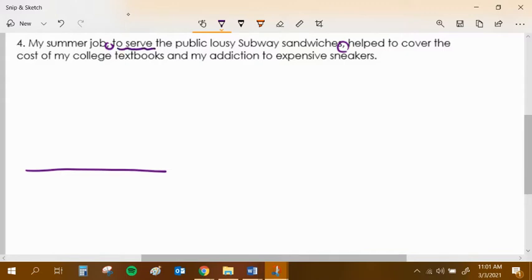And here it is: to serve the public lousy Subway sandwiches is really renaming my summer job. And then a little later, it looks like I have another infinitive. So I got 2 infinitives this time. So my subject is job, and I would say it's my job, my summer job. And I'm going to go ahead and build that in appositive. I already know it's going to be there.